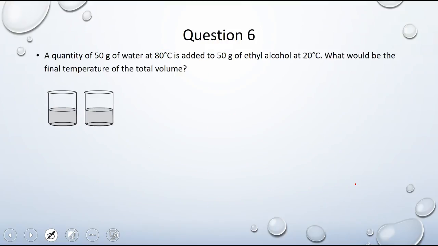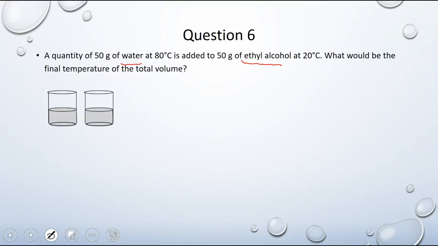So a quantity of 50 grams of water at 80 degrees Celsius is added to 50 grams of ethyl alcohol at 20 degrees Celsius. What would be the final temperature of the total volume? Hang on, something here is weird. I see water and I see ethyl alcohol. Those aren't the same.